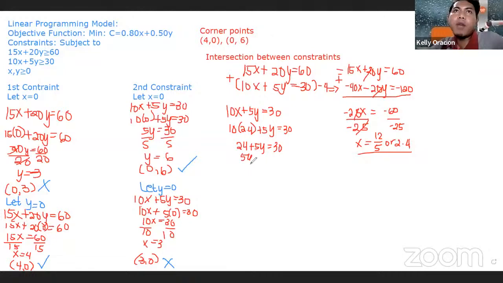Combine like terms, 5y is equal to 30 minus 24. Diba? 5y is equal to 6. Divide both sides by 5. Y is equal to 6/5 or 1.2. That means the intersection between two constraints is 2.4 and 1.2.